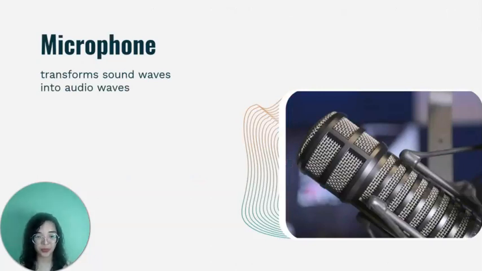So, of course, we all know what a microphone is, but in the context of radio broadcast production, a microphone is a mechanical device that transforms sound waves into electrical impulses or audio waves. So, technically, the microphone captures the sound and converts it into electrical impulses. And in practice, its primary responsibility is to carry the voice through to the listeners.